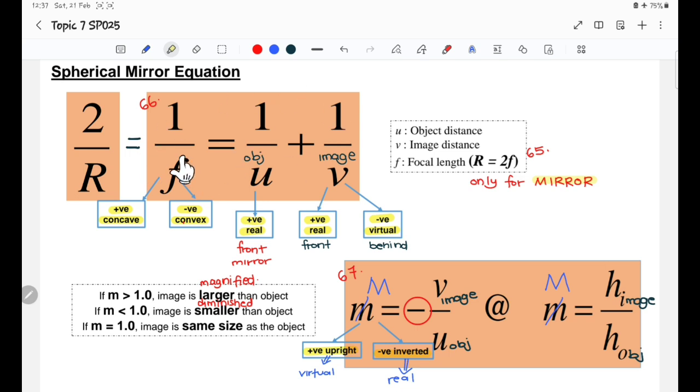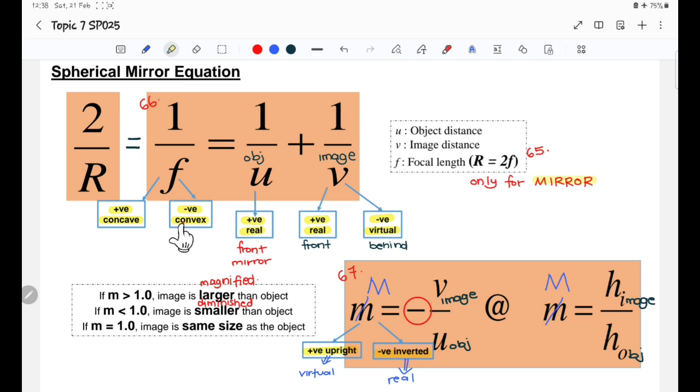To apply equation number 66, sign convention is very important. You have to know when to use positive sign and when to use negative sign. So let's do one by one. We'll start with the object distance u. For object distance u, it will always be positive, as in the object will always be in front of the mirror. For f, positive sign will be used for concave mirror and negative sign is used for convex mirror.